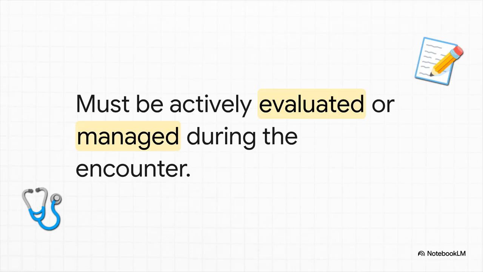Element 1 focuses purely on the problems addressed during the encounter. These are categorized into 4 levels: minimal, low, moderate, and high. So a minimal problem might be a self-limited minor bug. A moderate problem could be an exacerbation of a chronic illness, and a high problem involves a severe, high-threat-to-life condition. The absolute critical rule to remember here is that the problem must be actively managed during that specific encounter. Simply mentioning a past resolved condition in their history, that doesn't count towards the complexity.